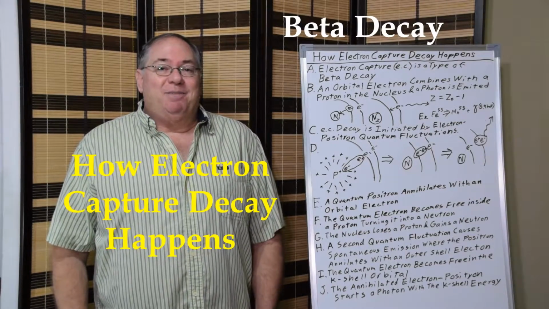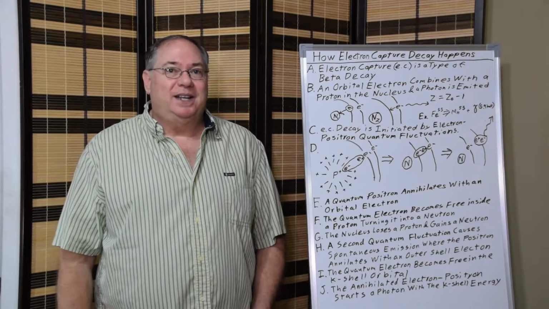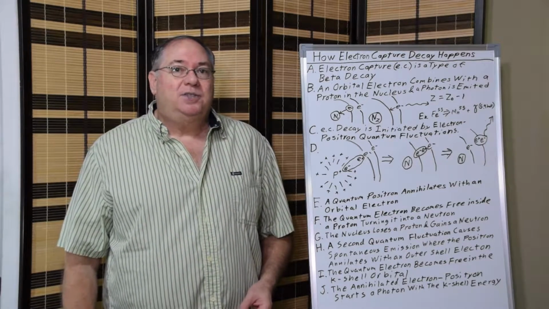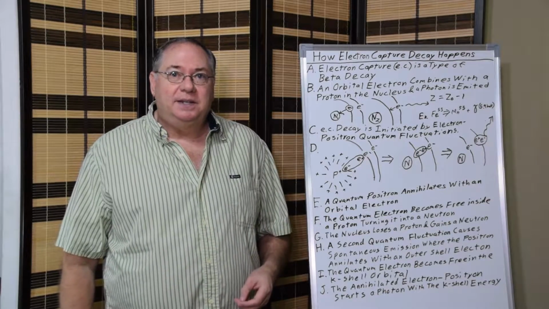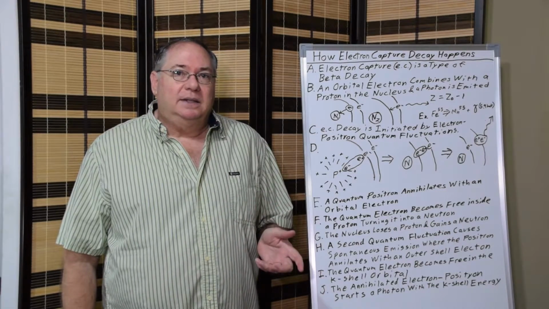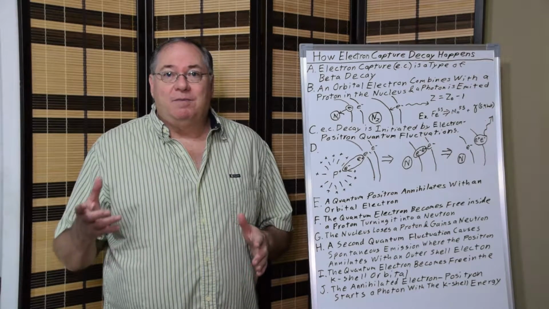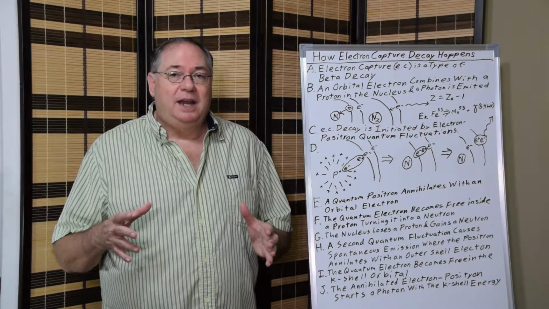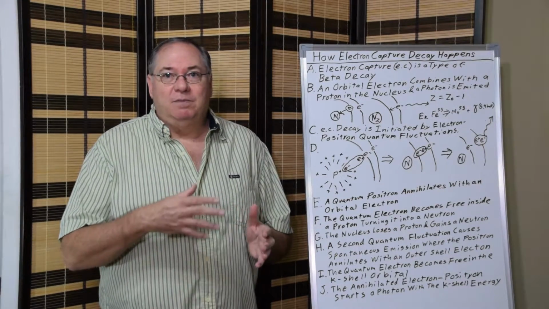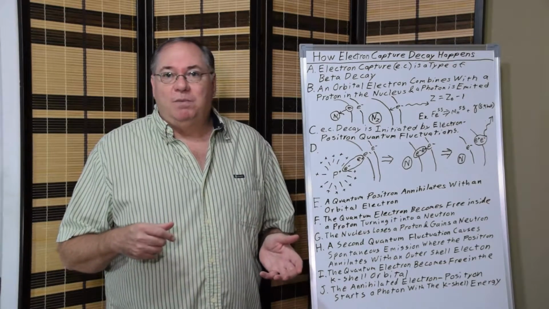The next video in my series on weak interactions is how electron capture decay happens. Electron capture decay, abbreviated EC in most decay tables, is due to an electron being captured from an orbital electron around the nucleus into the nucleus, where it converts a proton to a neutron. And this is a form of beta decay.